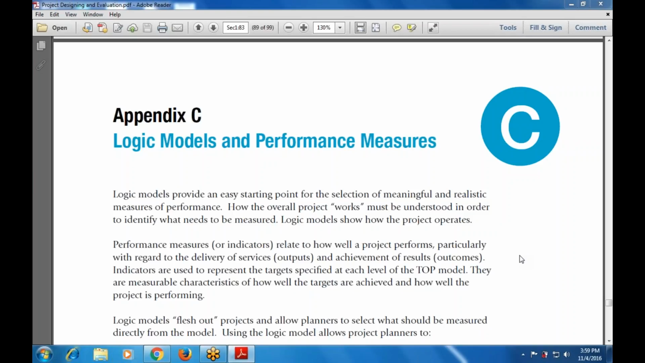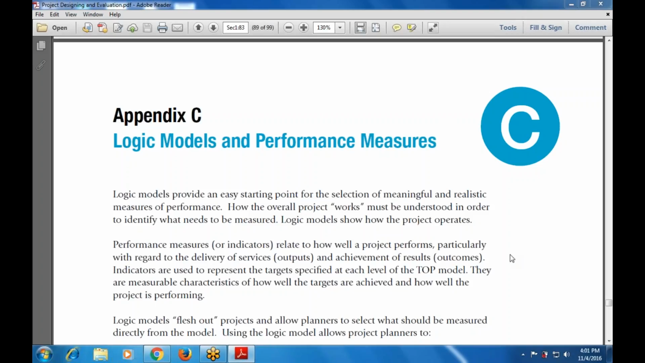In the last class, yesterday's class, we finished with Appendix C. That is, what Appendix C is, how it is used, and what are the various features used by Appendix C. So we are going to start with Appendix C. In this appendix, we have studied the logic model and the performance measures.